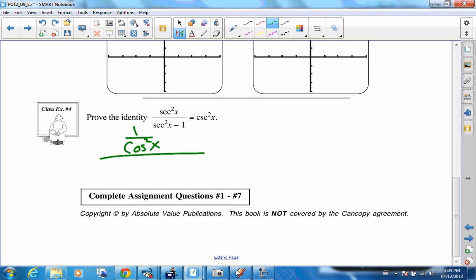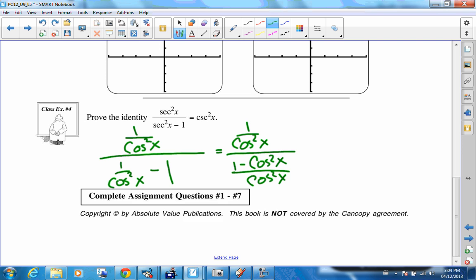So secant squared is 1 over cos squared. And now I'm going to get common denominators here. So this is 1 over cos squared x, and all over 1 minus cos squared x over cos squared x. And then this is going to become 1 over cos squared x times, if I do the reciprocal of my denominator, 1 minus cos squared x. Cos squared x and cos squared x cancel off.